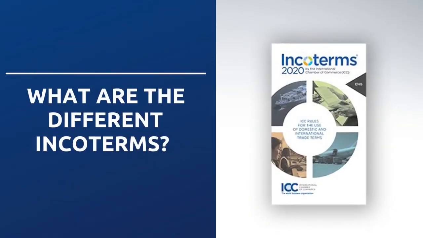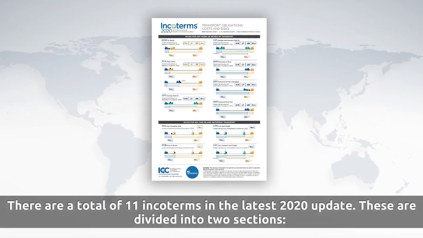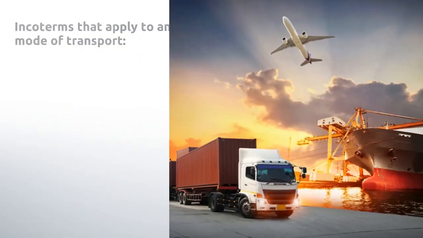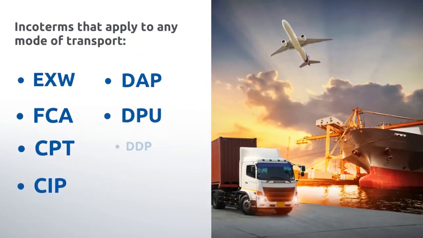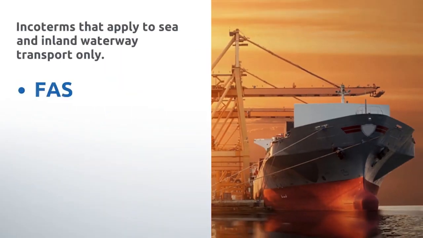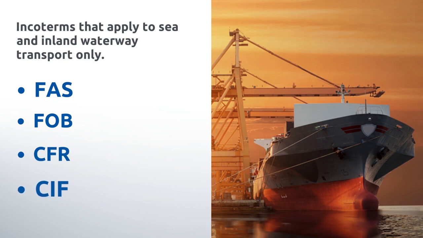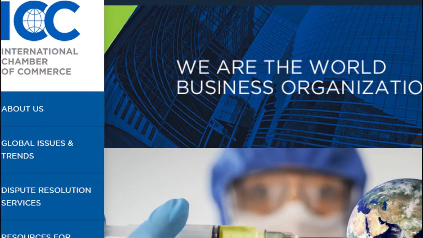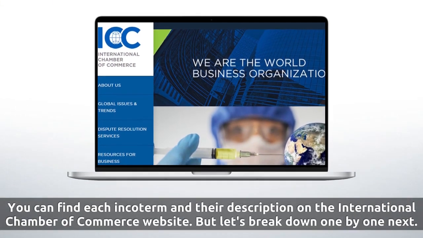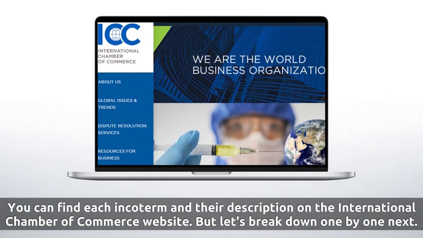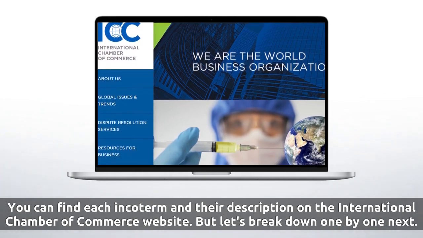What are the different Incoterms? There are a total of 11 Incoterms in the latest 2020 update. These are divided into two sections: Incoterms that apply to any mode of transport, and Incoterms that apply to sea and inland waterway transport only. You can find each Incoterm and their description on the International Chamber of Commerce website, but let's break down one by one next.